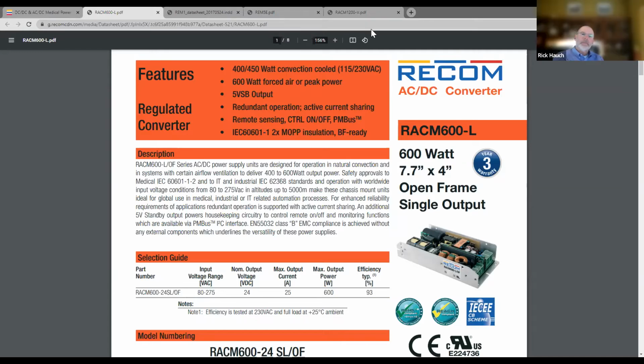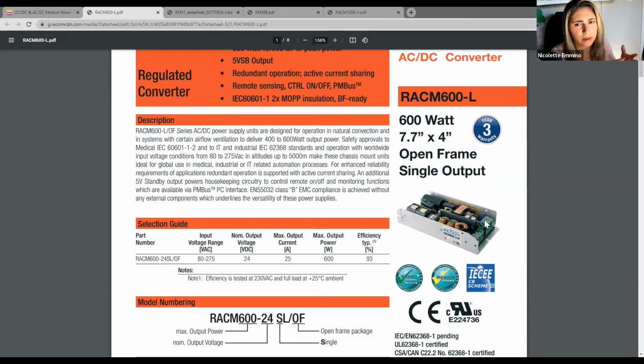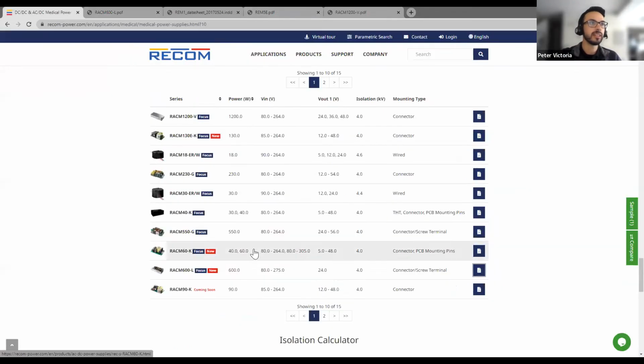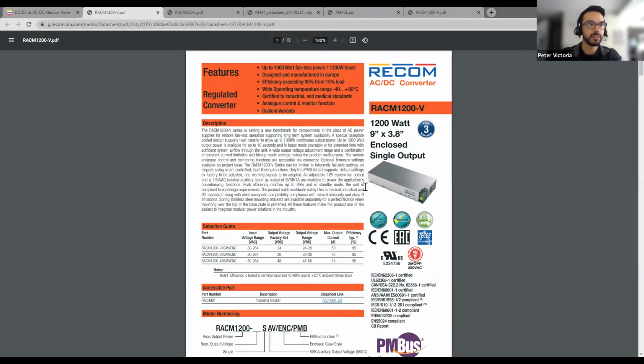You have open frame up here on the screen, and I know we were talking about board level products before. Do we want to talk any more about open frame for the audience? Yeah, the other one that I'd like to highlight is the 1200 watt that I touched on earlier.